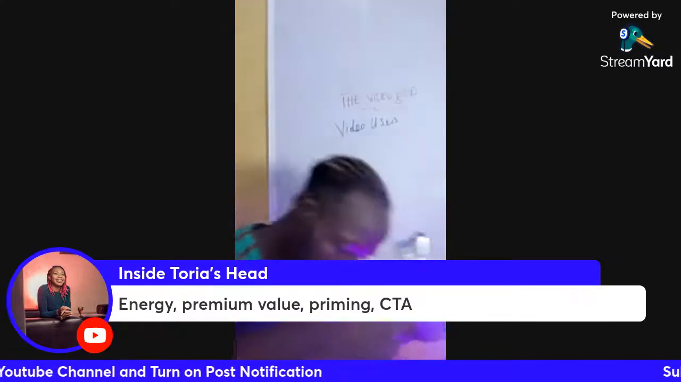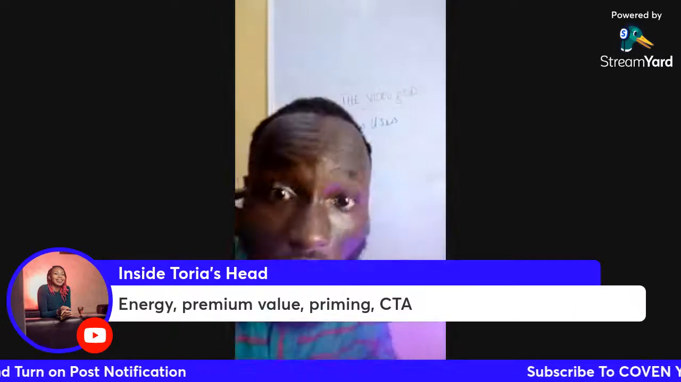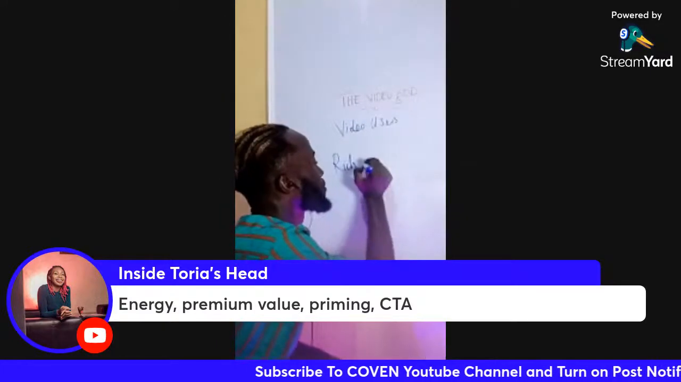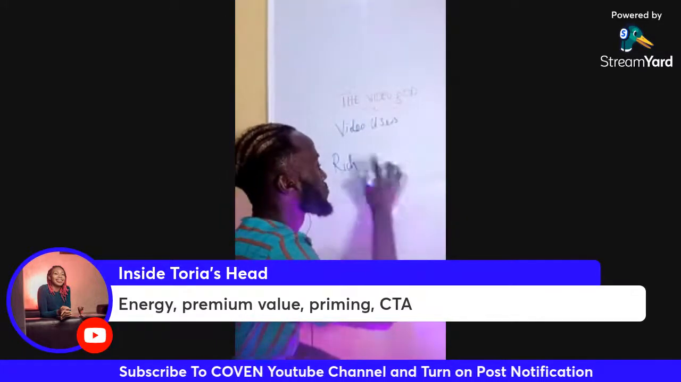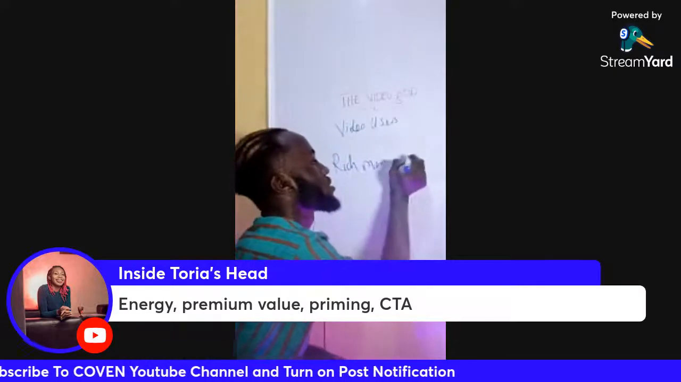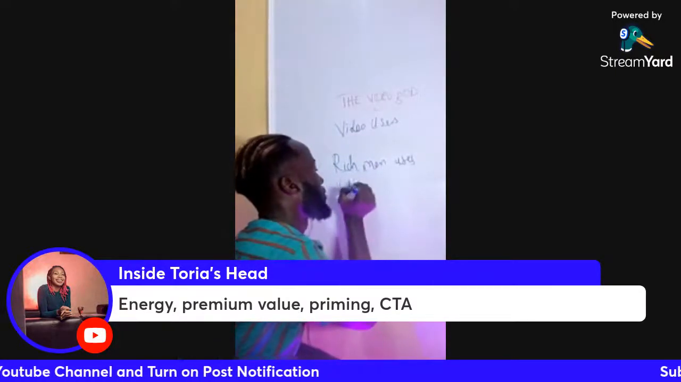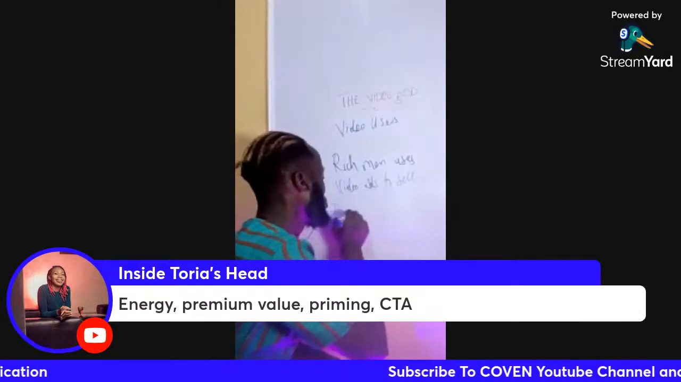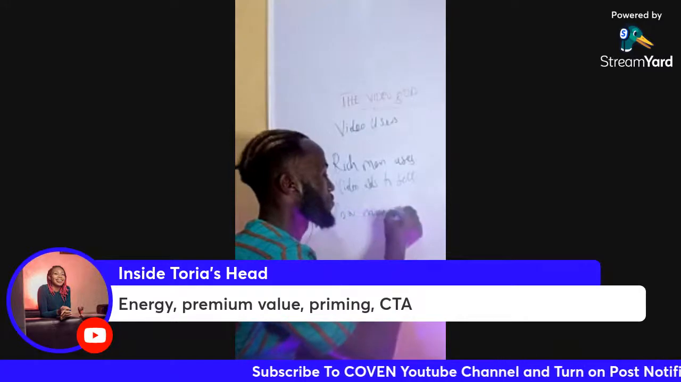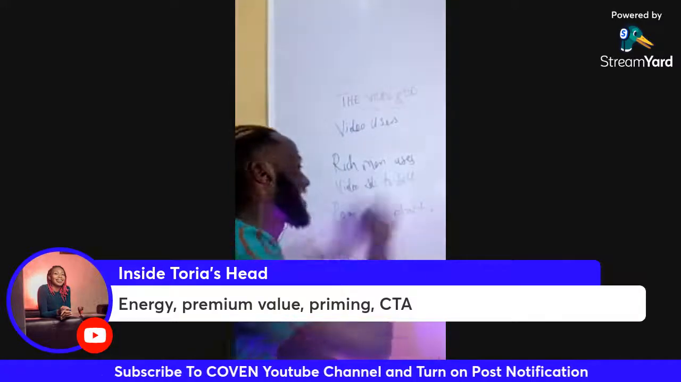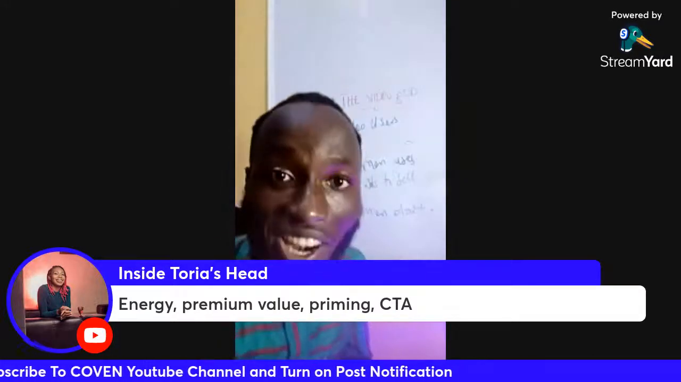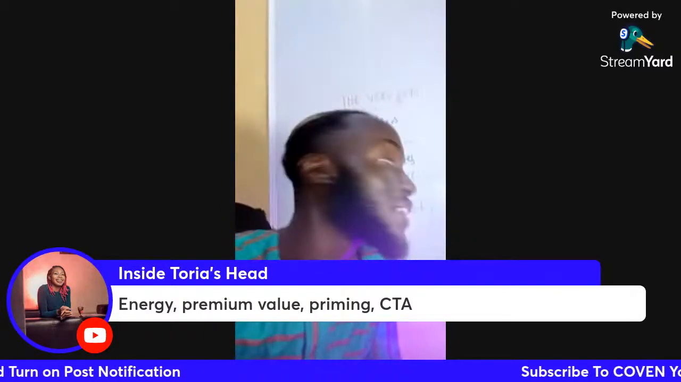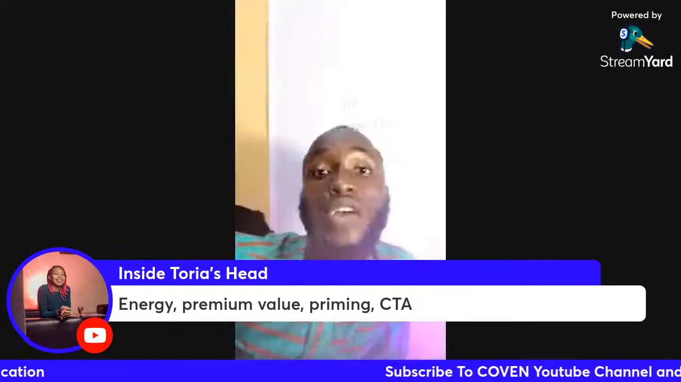I want to sell to your ego now. Let me show you how to sell to your ego. Rich men use this video ad to sell. Poor men don't. Did you hear what I said now? Rich men use this video ads to sell their product or their services. Poor men don't. Did I tell you to use video ad?